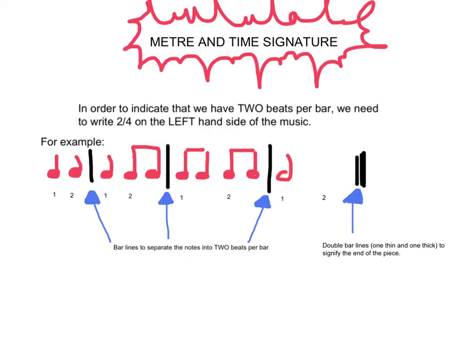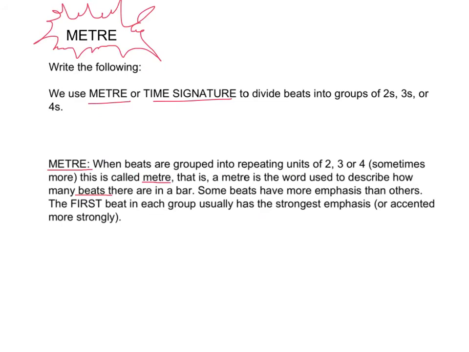Metre and time signature. In order to indicate to the reader that we have 2 beats per bar, we need to write 2/4 on the left-hand side of the music. For example, metre or time signature is used to divide beats into groups of 2s, 3s or 4s, and as you have just seen, an example of grouping beats into 2s.